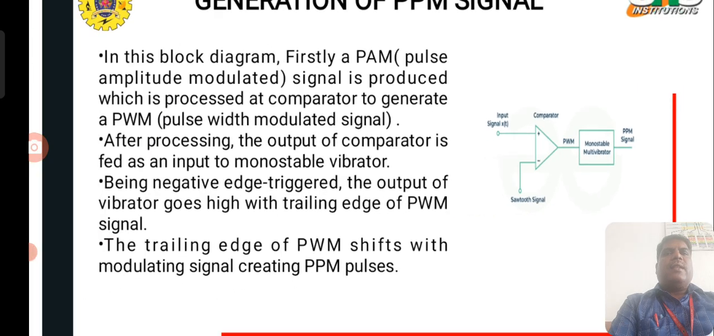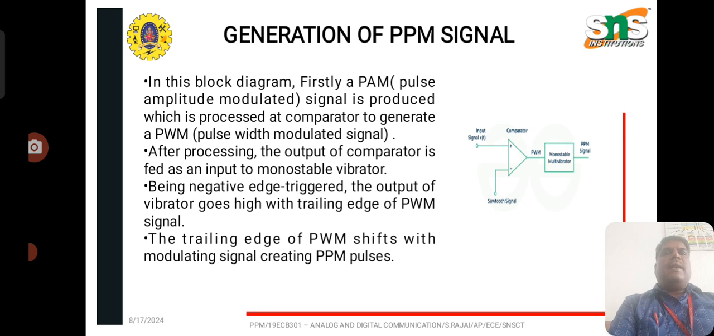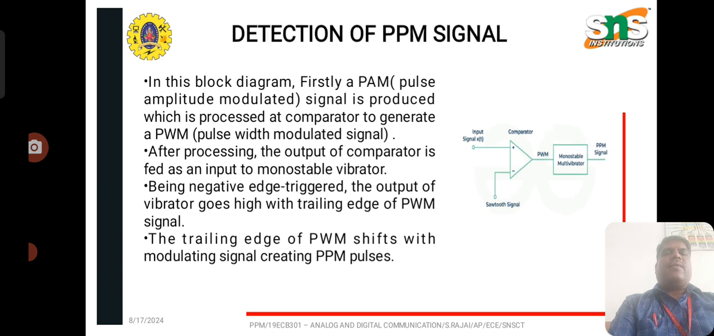If you see in this block diagram, first a PAM, that is a pulse amplitude modulated signal, is produced, which is processed at the comparator to generate a pulse width modulated signal. After processing, the output of the comparator is fed as input to the monostable multivibrator. Being negative edge triggered, the output of the multivibrator goes high with the trailing edge of the pulse width modulated signal. The trailing edge of pulse width modulation shifts with the modulating signal, creating pulse position modulated pulses.